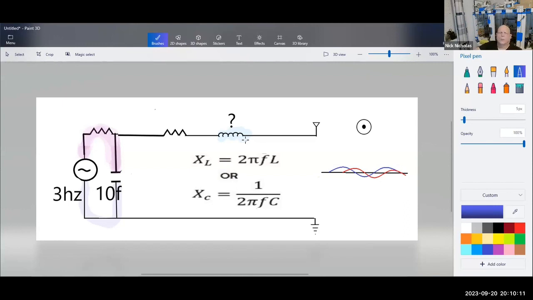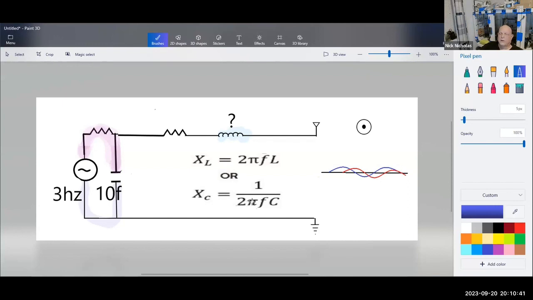We want to know, well, I got this capacitor. My oscillator is at 3 hertz. What size coil do I need? Well, we can determine X sub C, the value of the capacitive reactance for this circuit by multiplying 3 times pi. Let's just call that 3, okay? Just to make numbers easy.